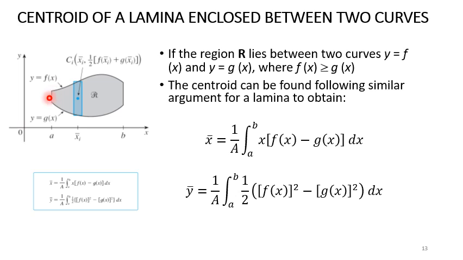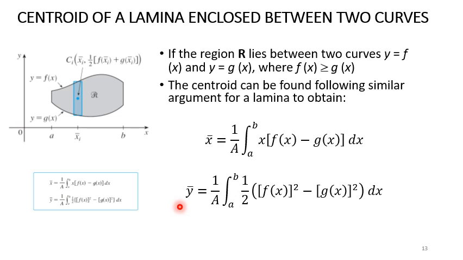So f(x) is greater than g(x). Okay, so f(x) is at the top and g(x) is at the bottom. The centroid can be found following a similar argument. So you just adapt this f(x) and g(x) into the previous formula. Previously your x bar is just equal to 1 over A, integral between a and b of x f(x) dx. But when you have two functions and the region is trapped between them, you just take f(x) minus g(x) to get only the inside of this curve.